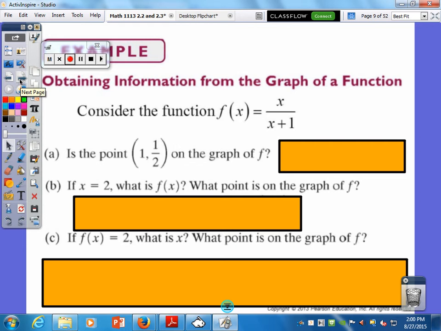All right. I don't know that we need to do this, but obtaining information from a function. If you are given a function, f of x is equal to x divided by x plus 1, if I ask you, is the point 1 and 1/2 on the graph of f, would you know what to do?